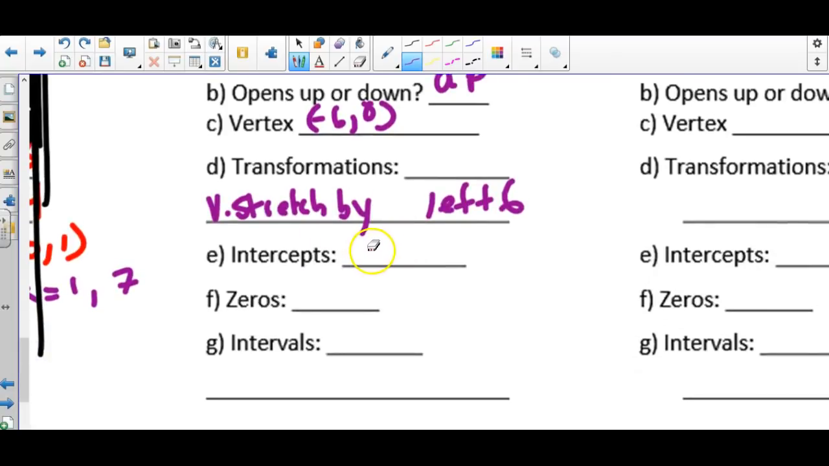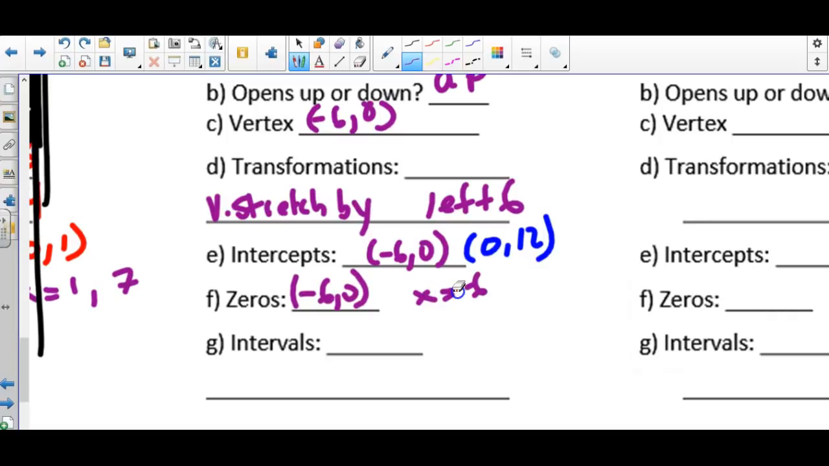Your y-intercept. So the x-intercept is (-6, 0), and the y-intercept is (0, 12), sorry. I don't know why I keep wanting to do that. (0, 12), all right? Now, zeros. Zeros are the exact same thing as x-intercepts. So (-6, 0), or x equals -6, however you write it.